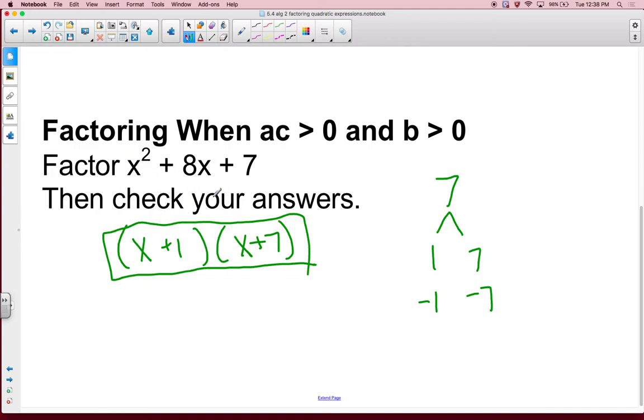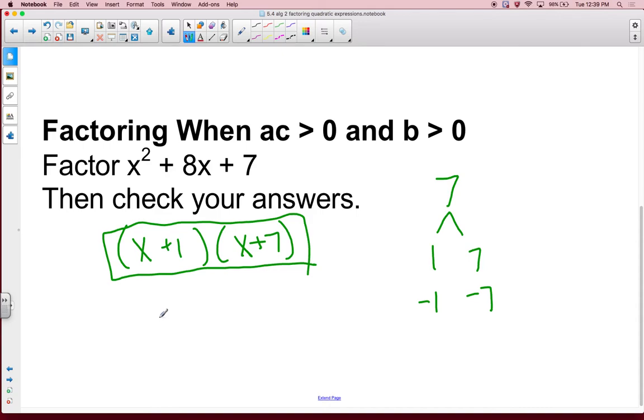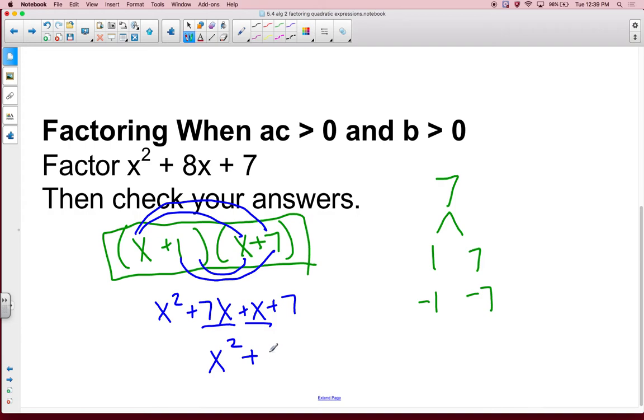We can check our answer. So we can check by multiplying these out. So we should know that when we multiply two binomials, I'm going to FOIL them. So I go first, x times x is an x squared. Outer, x times 7 is a 7x. Inner will give me an x. And last, 1 times 7 is 7. This is checking our answer. 7x plus an x is x squared plus 8x plus 7, which gives us back to our original solution.